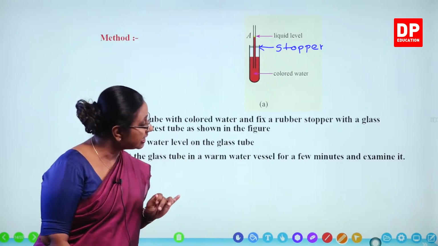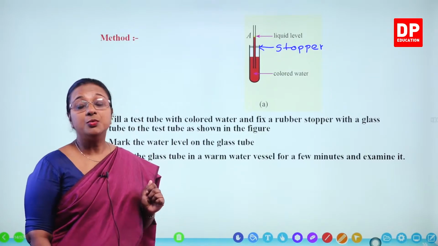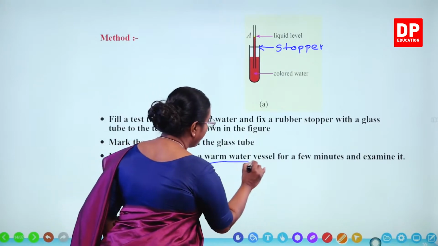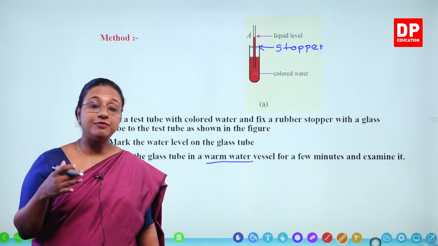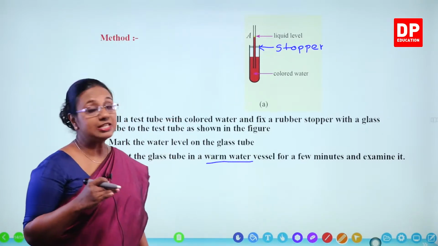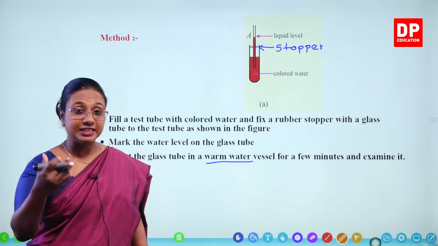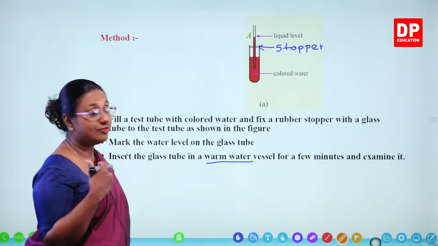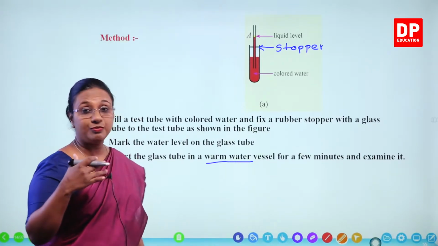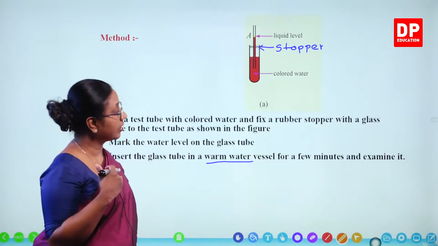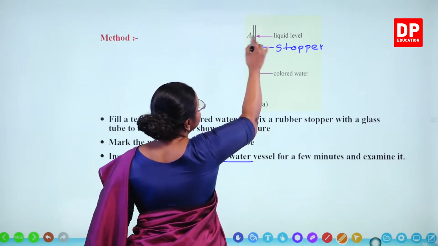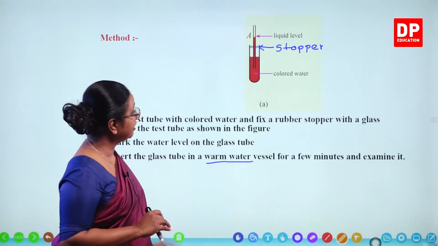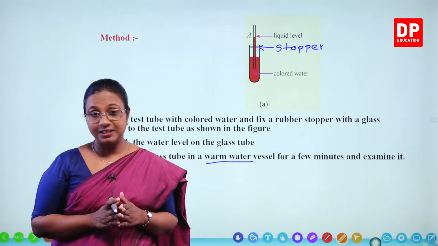We have to insert the test tube into a vessel containing warm water. So then what will happen? The heat from the warm water will be given to the test tube and the colored water contained within it. Due to the increase in temperature, the liquid will expand. So you will have to observe a rise in water level. We have to observe this level very carefully. That is the activity that we need to do. It's a simple activity. So let us go to the lab and do the activity first.